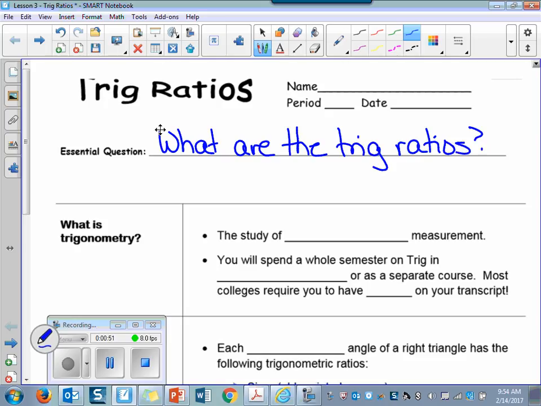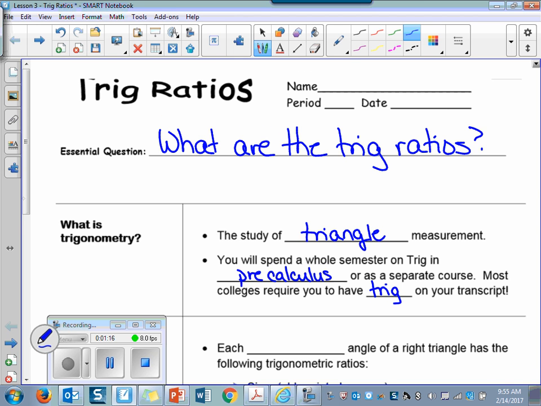What is trigonometry? Well, it's the study of triangle measurement. And you're going to spend a whole semester on trig in pre-calculus, or by taking a separate course, usually very creatively entitled Trig. Most colleges require you to have trig on your college transcript.